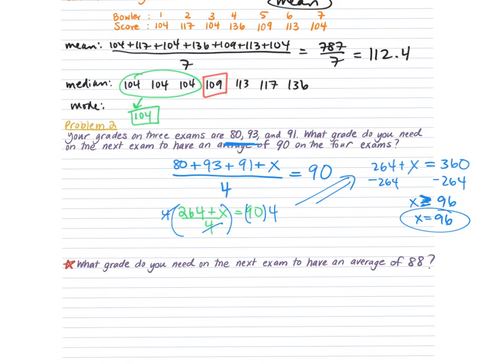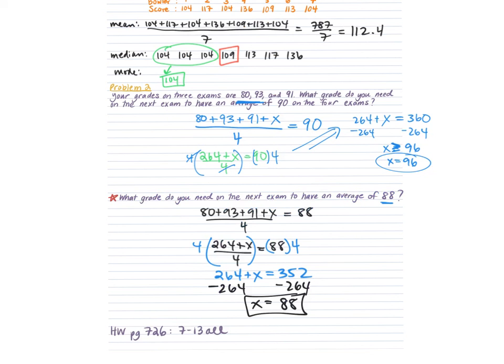There we go. Okay. So it says for this one for you to try on your own. So this is going to be the same problem. You have the same 3 exams. But what score do you need to have an average of 88? So do this one on your own, press pause, and check back for the solution.